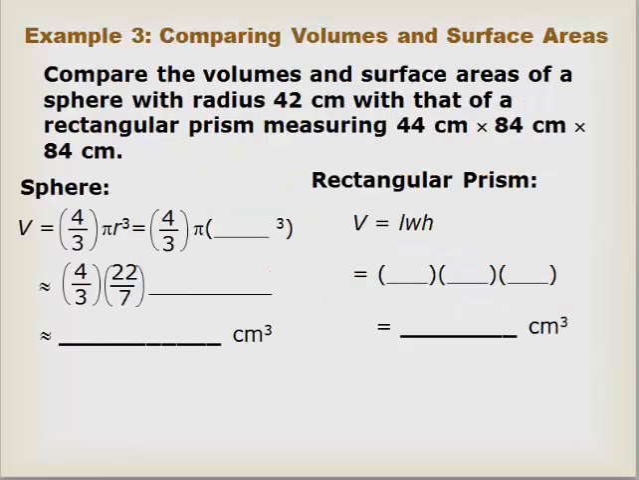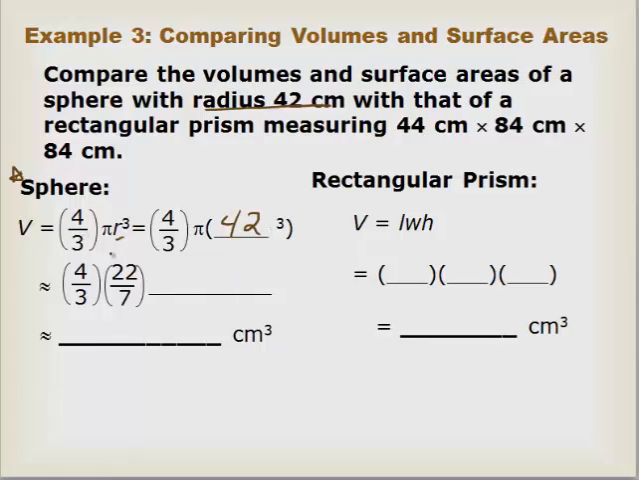Example 3 asks us to compare the volumes and the surface area of a sphere with radius 42 and of a rectangular prism. So let's try the sphere first. Again, the first step is to write the formula. We have a radius of 42 centimeters. So in place of r, I'm going to put 42.